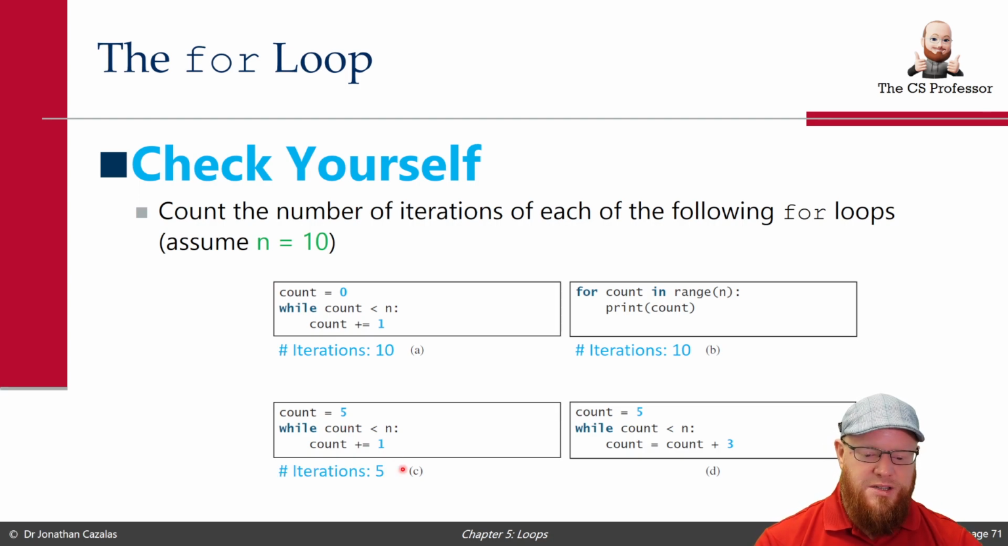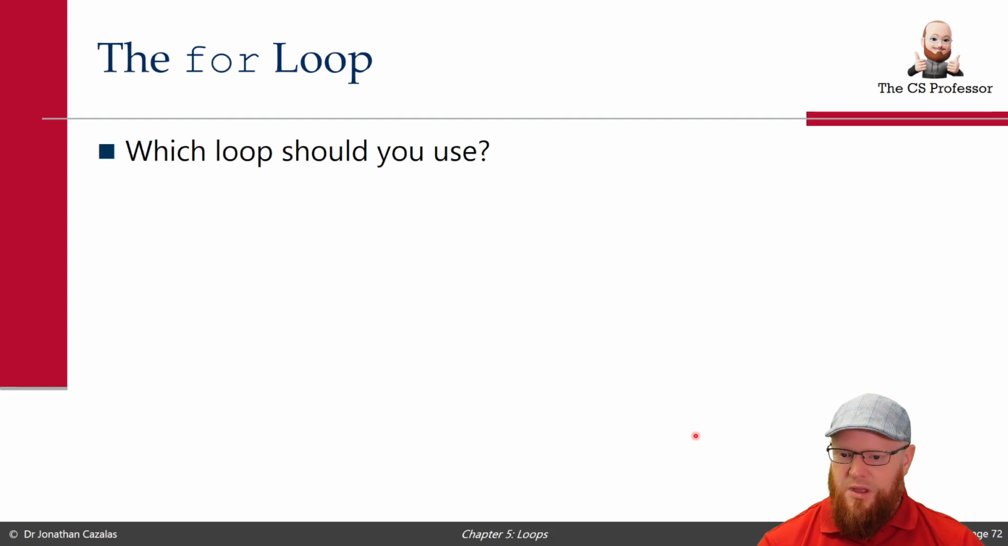And then finally on this last one, while 5 is less than 10, we're going to add 3 to our count. So while 5 is less than 10, that's true. So now we're at the first iteration, and count becomes what? Count becomes 8. That's the first iteration. Is 8 less than 10? It is, that's true. We're at the second iteration. Count now becomes 8 plus 3, 11. 11 is not less than 10, so we had 2 iterations.